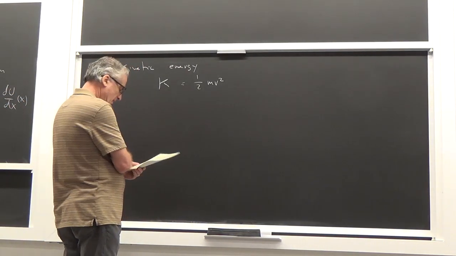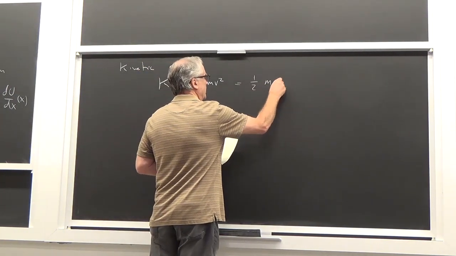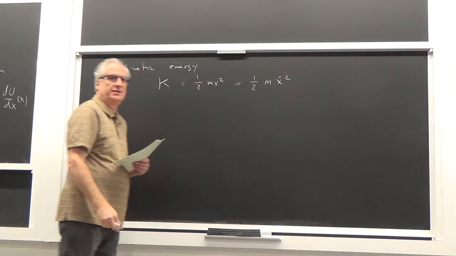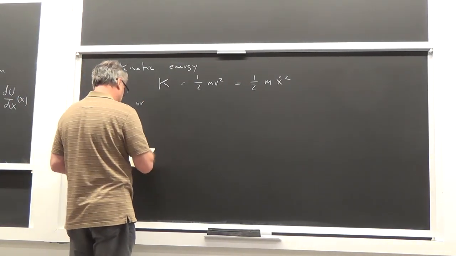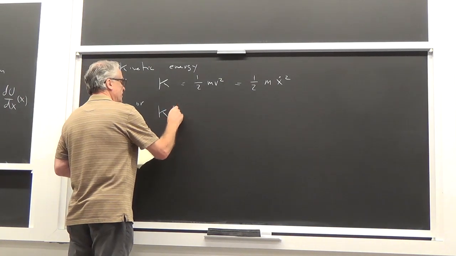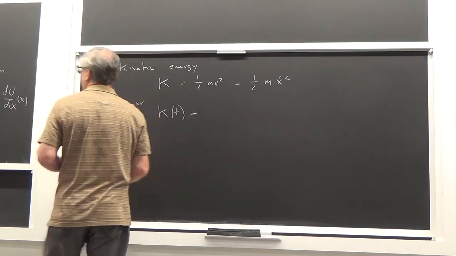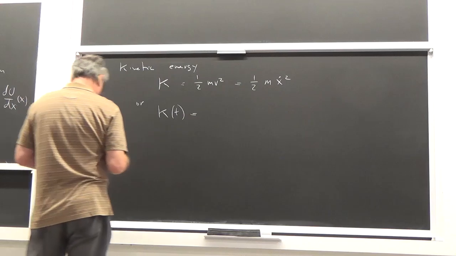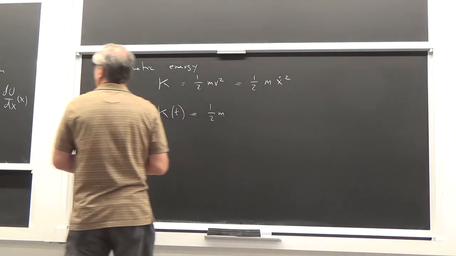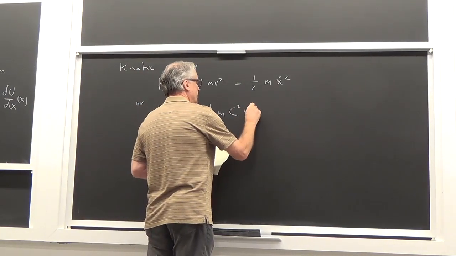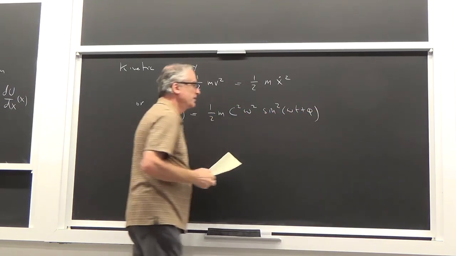Okay, so let's see. This is equal to 1/2 m x dot squared, just writing the velocity as x dot, dx by dt. Or if I write the kinetic energy as a function of time, I plug in what x dot is, I've also written that up there. I put 1/2 m, and then I get A squared omega squared sine squared of omega t plus phi.